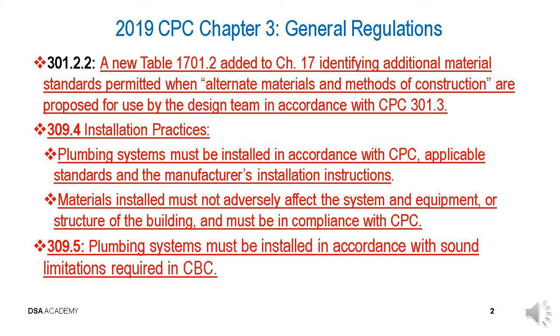In Section 309.4, a new section dealing with installation practices, plumbing systems must be installed in accordance with the CPC, applicable standards, and the manufacturer's installation instructions. The materials installed must not adversely affect the system, equipment, or structure of the building and must be in compliance with the CPC. 309.5 is also new, and this deals with plumbing systems that must be installed in accordance with the sound limitations that are required in the CBC. So now we at least have some referencing to alert individuals of these requirements.